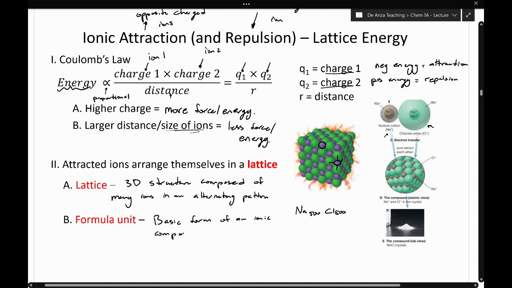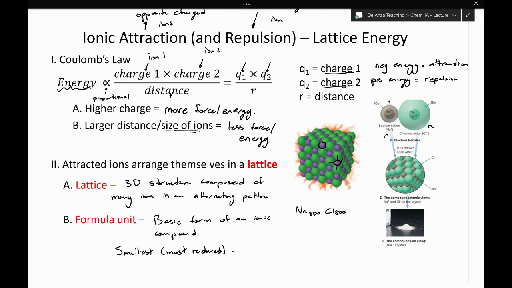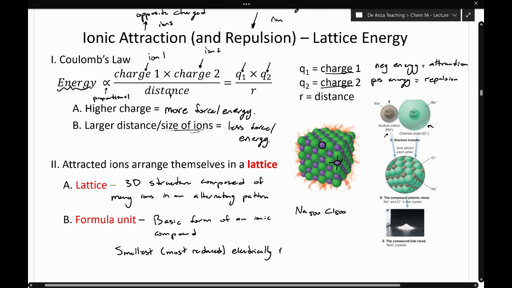And when I say basic, what I really mean here is it's the smallest or most reduced, electrically neutral. This is very important. So this neutrality is going to be very key here. Electrically neutral. Let me just respell neutral here so you can read that. So an electrically neutral collection of ions.